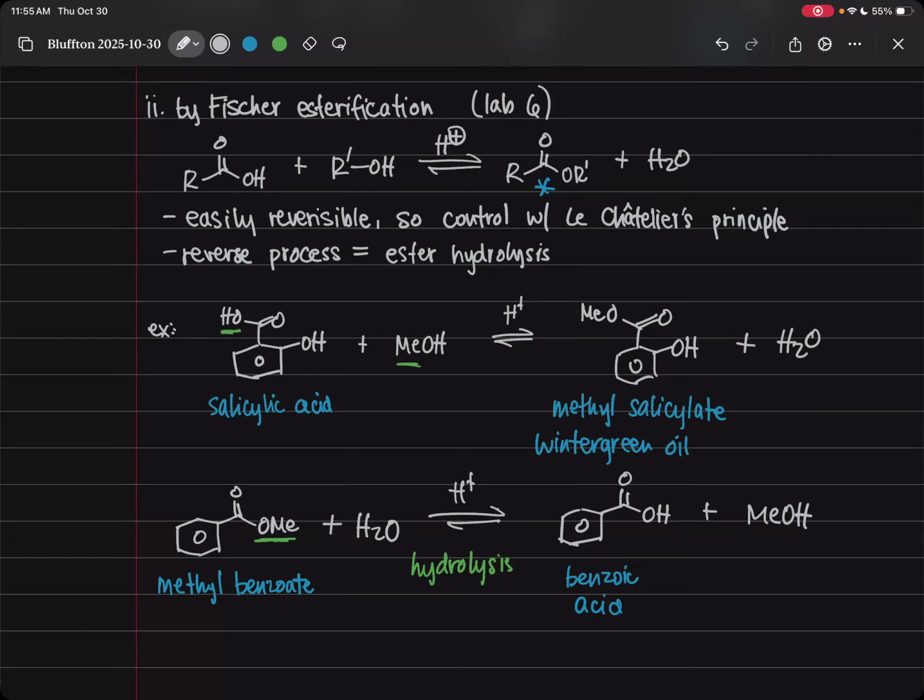Questions on Fischer esterification? Yes. Like, I have a lot of questions. Has there ever been a person who switched out someone's methanol for wintergreen? Oh, methyl salicylate? That would suck, but it'd be kind of fun. But it's the same thing.